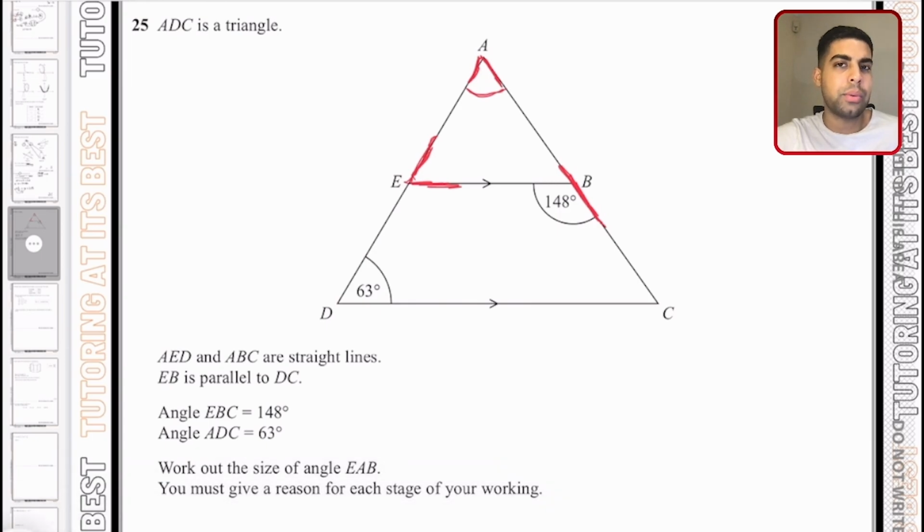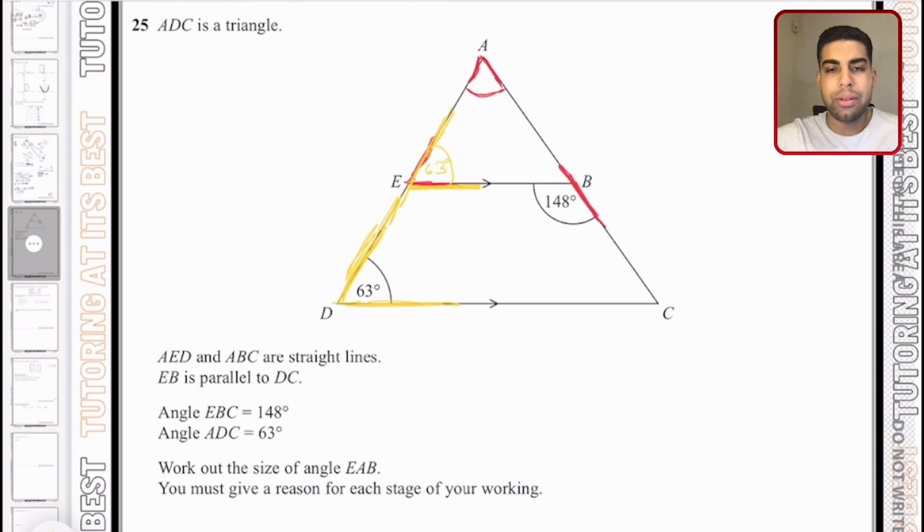So what's the first thing we need to do here? Well, we can instantly see that AEB is a corresponding angle, and we know that corresponding angles are equal. So let's go ahead and draw our F angle. So now if angle D is 63, then angle E also must be 63 degrees.